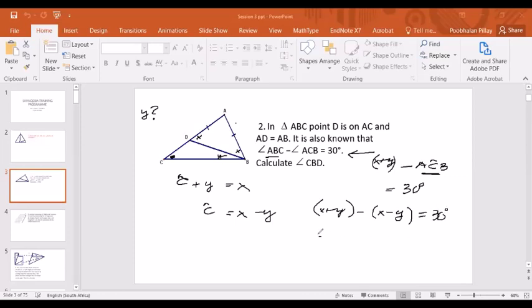Just as in the previous example, the rest of it is now routine. You just use your school mathematics, open the brackets out, and you have 2y equals 30 degrees, and therefore y is 15 degrees. So if you use algebra and algebraic symbols, you can solve these problems very nicely, and they are very pretty symbols.